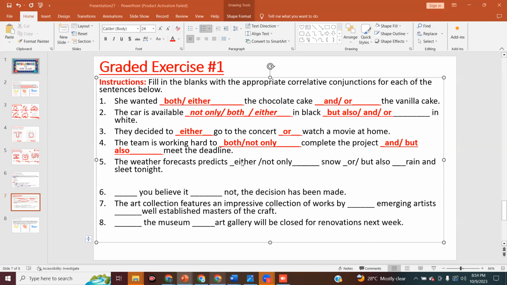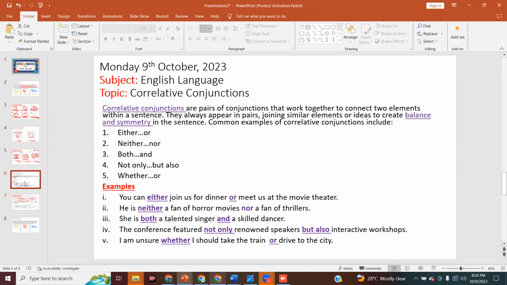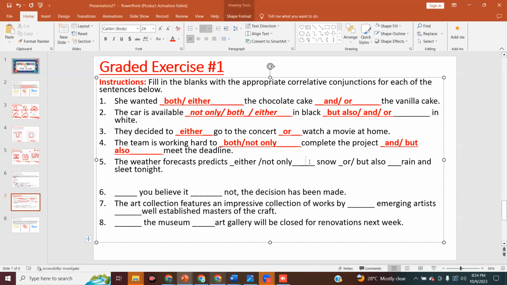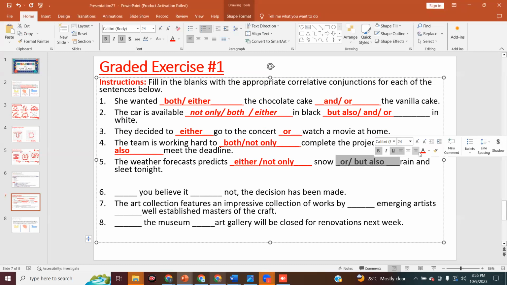Sorry, the weather forecast predicts either snow or rain and sleet tonight. Or you can say the weather forecast predicts not only snow, but also. So not only could work with but also. Anything else for number 5? Probably neither. I put neither and neither. Yeah, neither could work. The weather forecast predicts neither snow nor rain and sleet tonight. That's a good one too.